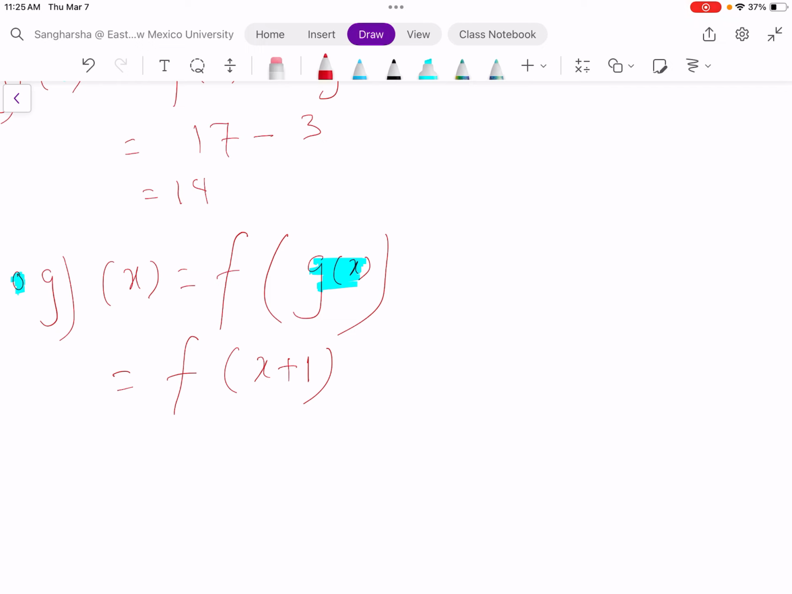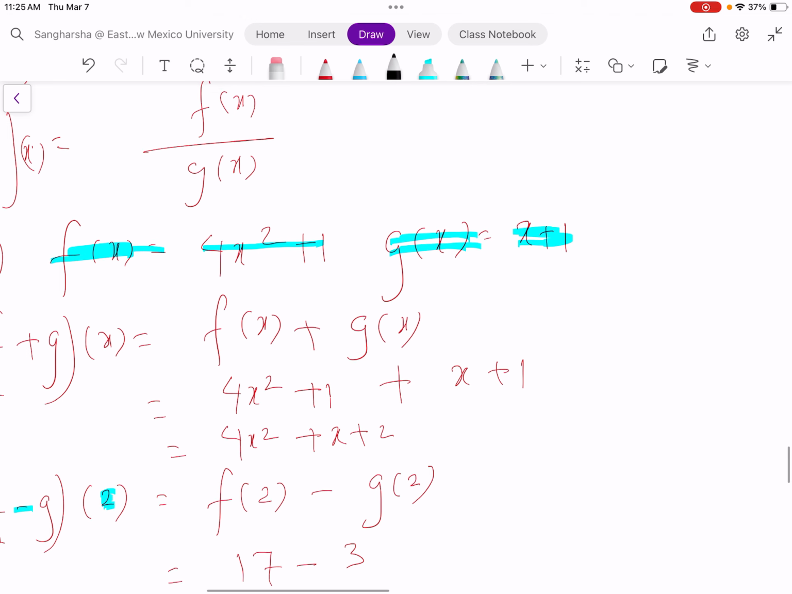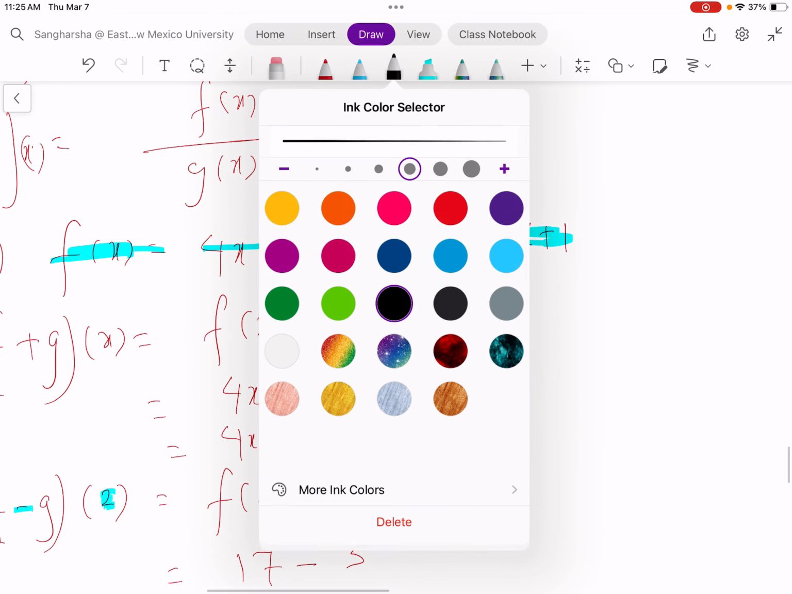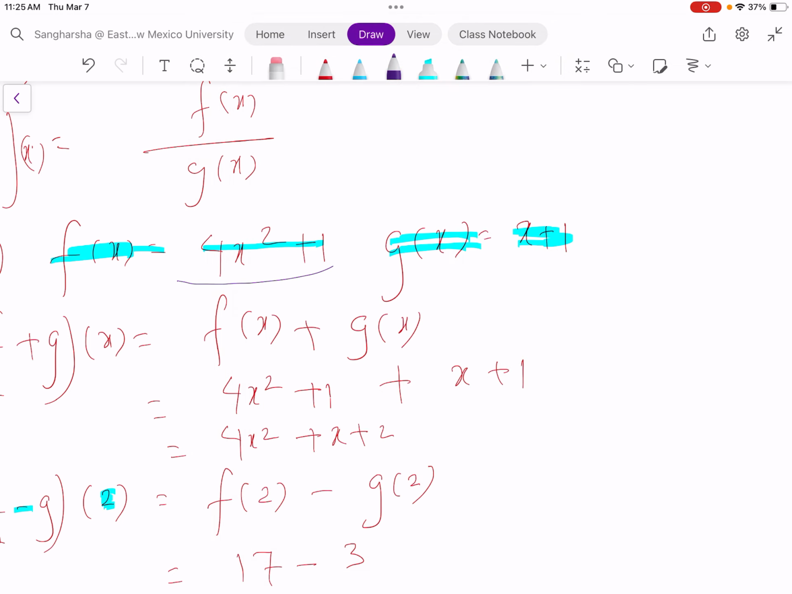Okay. Now, in the next, we need to find f of x plus 1. Okay. And how do we find f of x plus 1? We substitute whatever we have inside this parenthesis for every x in our f function. So this is our f function. Okay. So we substitute whatever we have inside the parenthesis for every x.